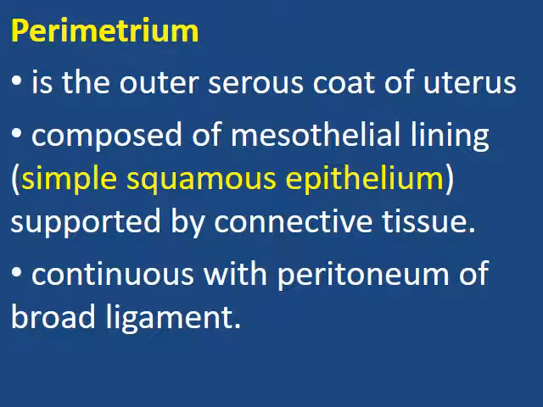Starts with the most outer layer, that is the perimetrium. Perimetrium is the outer serous coat of uterus composed of mesothelial lining, that is simple squamous epithelium supported by connective tissue. Perimetrium is continuous with peritoneum of the broad ligament.